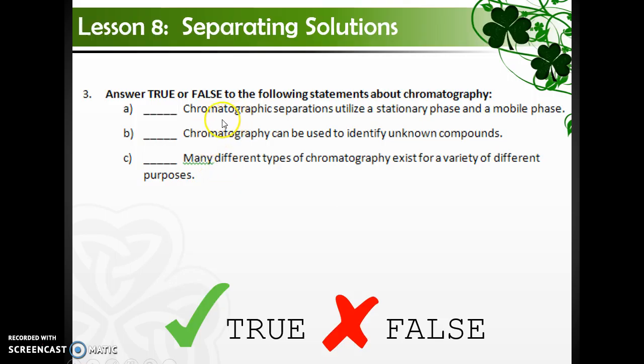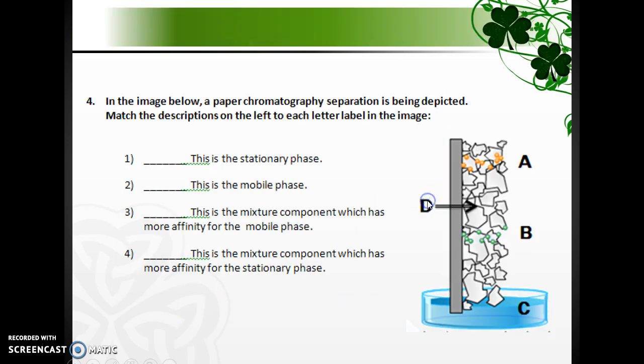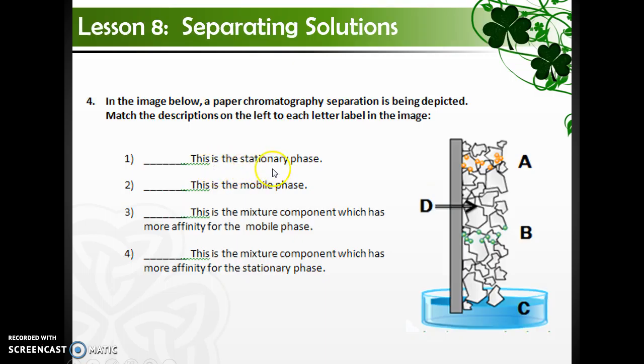So true or false? Letter A, chromatographic separations utilize a stationary phase and a mobile phase. Chromatography can be used to identify unknown compounds, and many different types of chromatography exist for a variety of different purposes. These are all true statements. And then label the stationary phase. So which of these is the stationary phase? Which of these is the mobile phase? Which is the mixture component that has more affinity for the mobile phase? And which is the mixture component that has more affinity for the stationary phase?